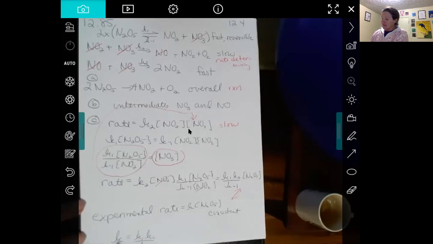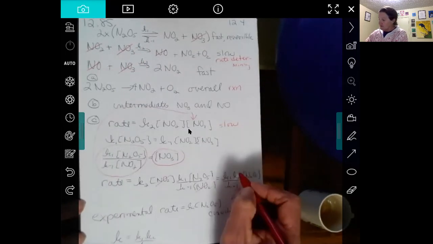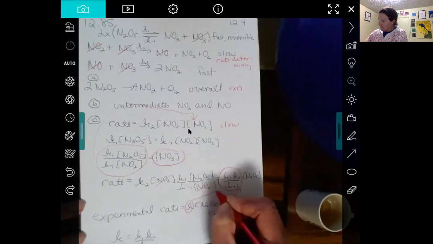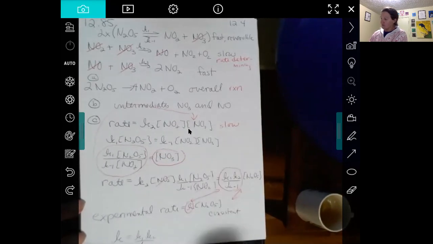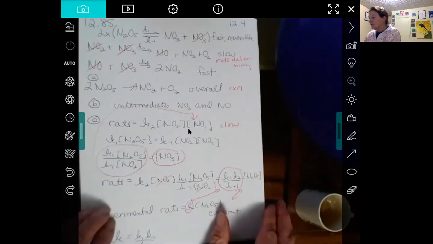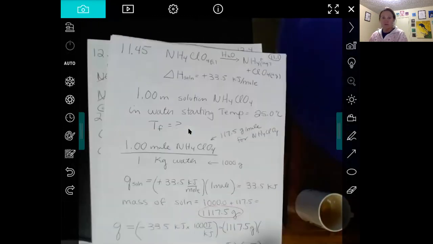The last thing they ask you is, what's the experimental rate constant in terms of the rate constants for your individual steps in your mechanism? And so that's just this group of constants here, which is equal to the experimental rate constant. So those are 4 good problems, and you'll have lots more problems in your homework to work on. So that is the end of this session.